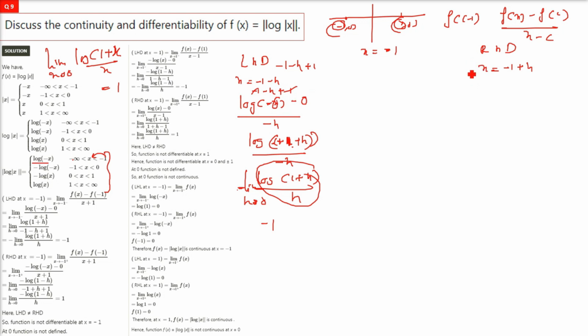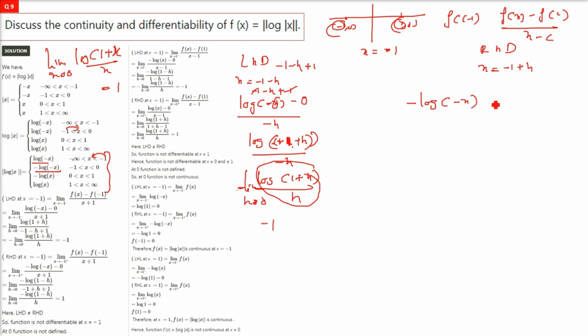What about the right hand derivative? X is equal to negative 1 plus h. Same thing we are going to do in place of f(x), but the function will change. Why? Because you are on the right hand side of negative 1. So just see negative 1 to 0, that is the interval. You have to use minus log minus x. Minus log minus x. And what was f(c)?